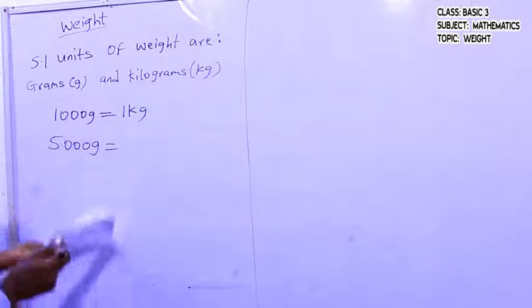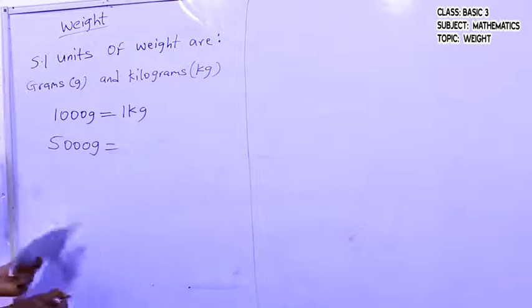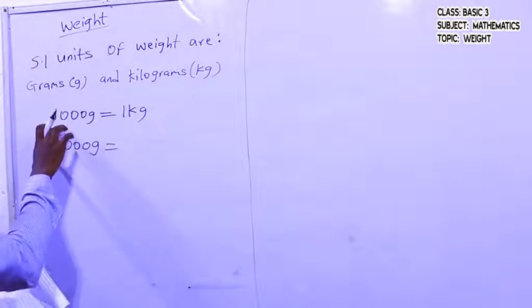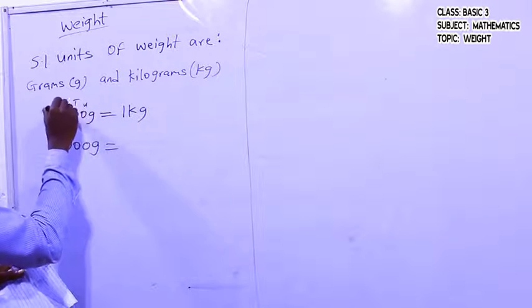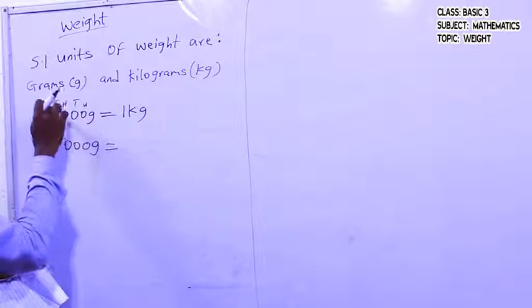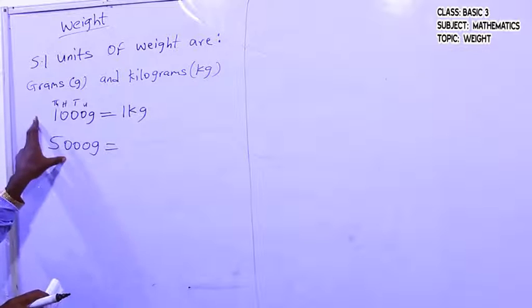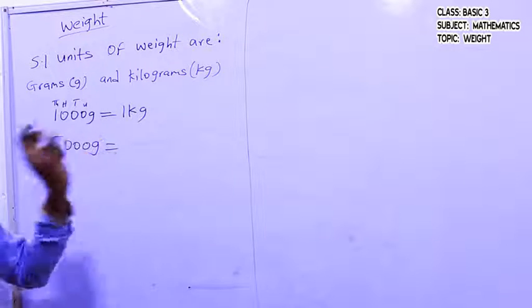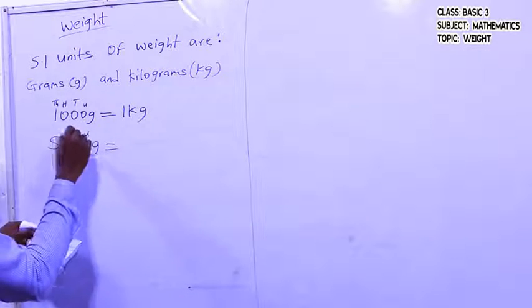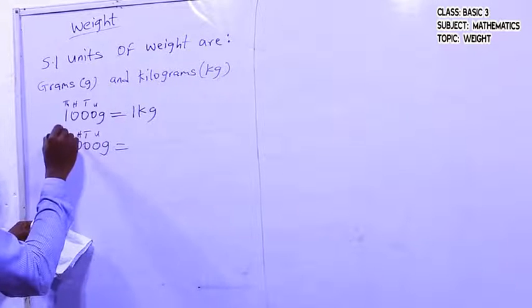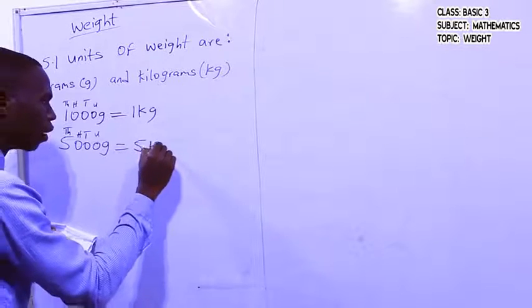5,000 grams. Since 1,000 grams is equal to 1 kilogram, that means any number that falls into the place value of 1,000, this is units, tens, 100 and 1,000, can become a full kilogram. Any other one will be under decimal. So I have 5 kilograms.